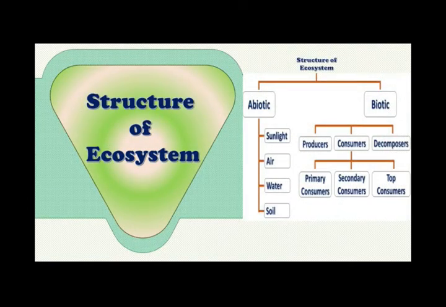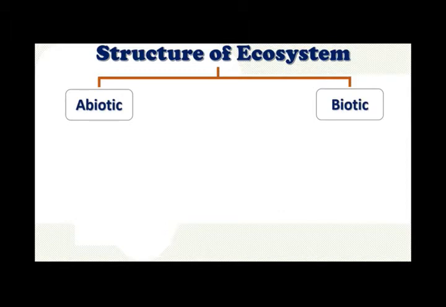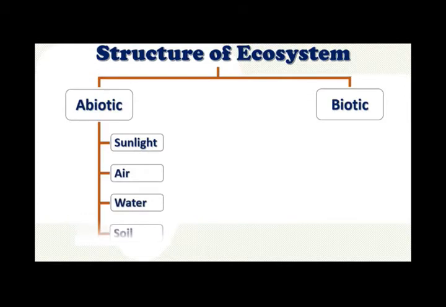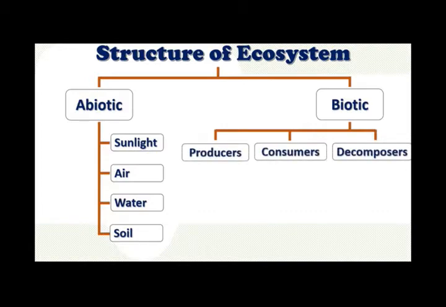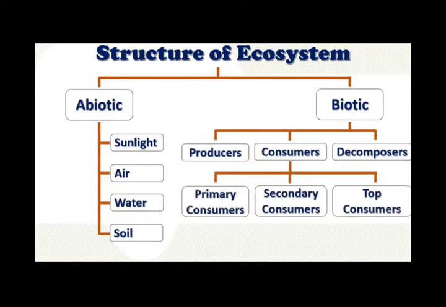Now we shall see the structure of ecosystem. An ecosystem consists of two major components, biotic component and abiotic component. The abiotic components consist of sunlight, air, water, and soil. The biotic components are of three types: producers, consumers, and decomposers. Producers convert the solar energy into biological energy, consumers help in the transfer of this energy from one trophic level to another, and decomposers help in recycling the matter. The consumers are classified into three types: primary consumers, secondary consumers, and top consumers.